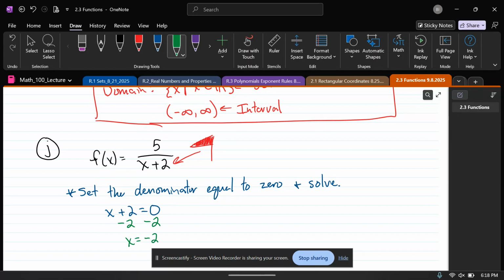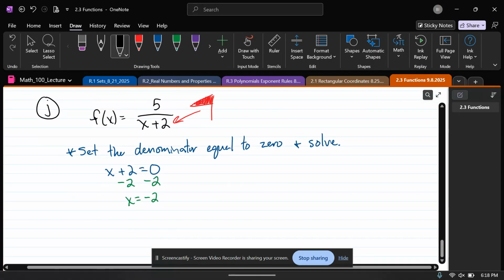Because if I put a negative 2 in there, what is negative 2 plus positive 2? 0. I cannot take this ruler and break it into 0 pieces. I've got one piece, or if I break it in half, I've got 2 pieces. But I can't break it into 0 pieces. That's why you can't divide by 0. Okay? So x equals negative 2 is the number we need to get rid of.